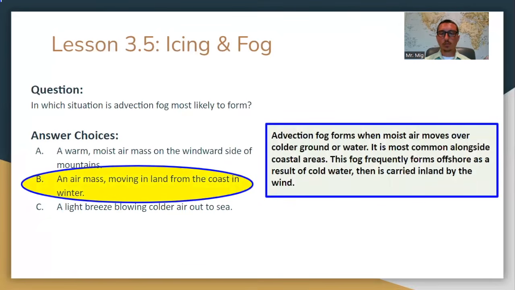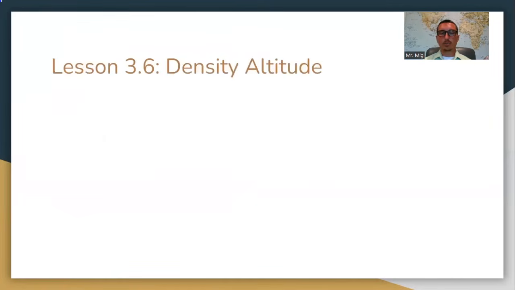Advection fog forms when moist air moves over cooler ground or water. It is most common alongside coastal areas. This fog frequently forms offshore as a result of cold water, then it's carried inland by the wind. And in California, they got real cold water over there. That's why they see it so much.